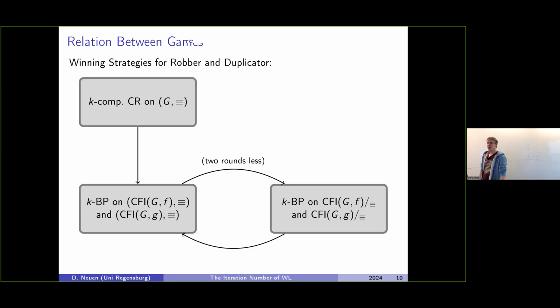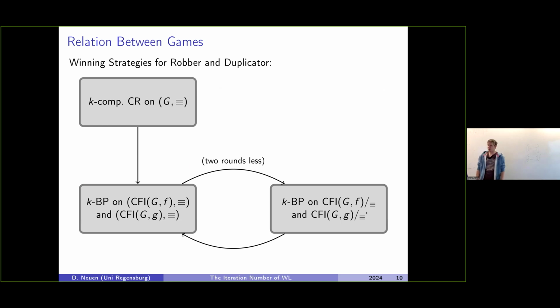So with that, we can now formulate the relations between the games. So we have winning strategies for robber and duplicator. Basically, if we have a winning strategy for robber on this k cops and robber game, on this G with the equivalence relation, then this implies a winning strategy for duplicator on these structures with the equivalence relation. And here we can also switch back and forth between this thing where we actually contract the equivalence classes.